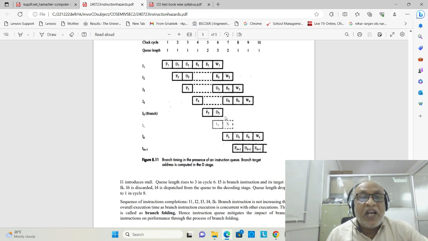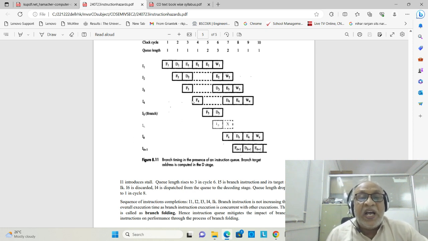Now let us look at the sequence of instruction completions. First, which instruction is completed? I1. After that, I2, then I3, then I4, and after that, IK. So this is the sequence of instruction completions. Even though a branch instruction is there, it is not increasing the overall execution time.